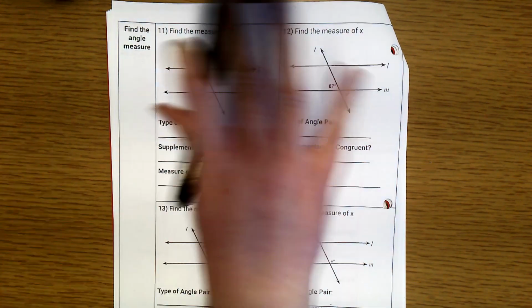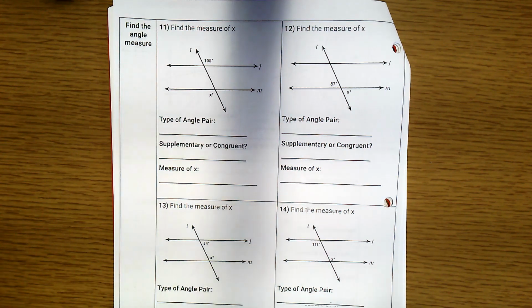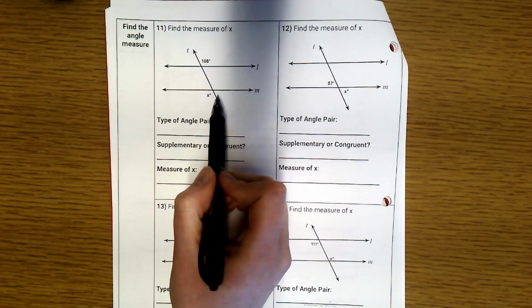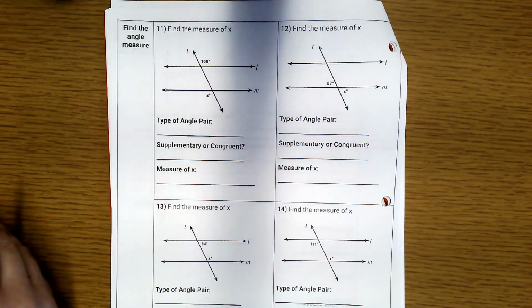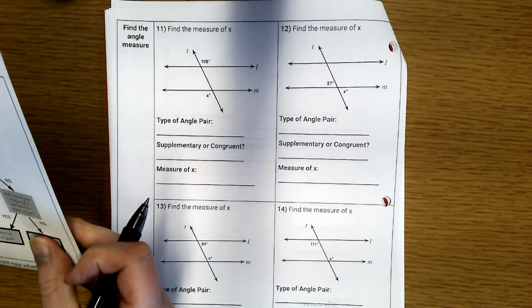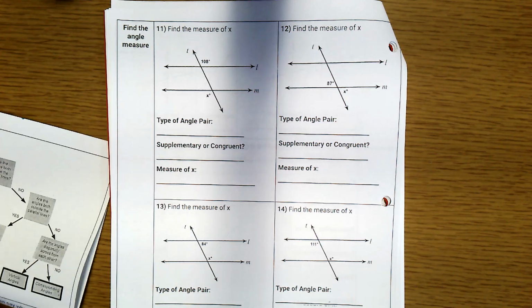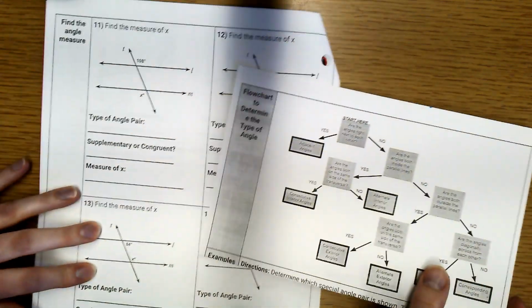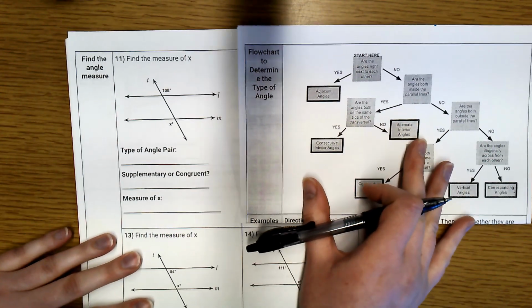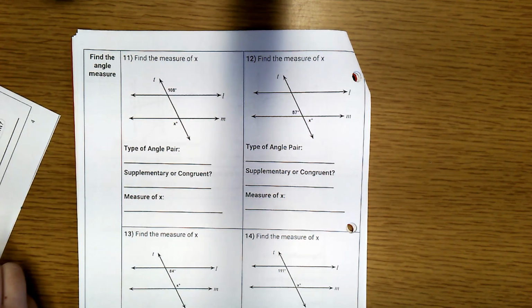So just so we're aware, for this entire packet, none of these are drawn to scale, so I can't pick up a protractor and just measure the angle. I have to use my special angles that I know. If you're not super comfortable yet with our types of angles, that's okay. We're going to keep using our flow chart so we get more comfortable with our angles. So use my flow chart if you need it. You can use it. If you feel like you're good, that's fine.